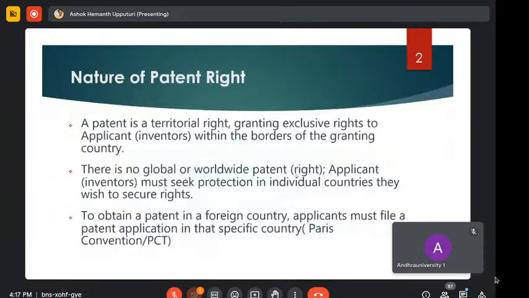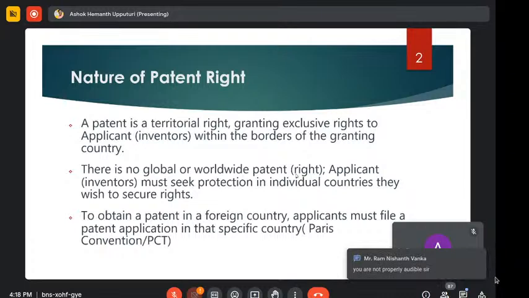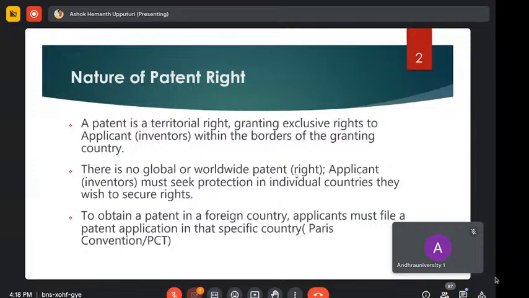So what is the nature of the patent right? A patent is a territorial right. The right is given by the government because you have given knowledge to the society through the specification you write in the patent. With that, the government gives the right. That's the reason it is called a territorial right, and that right is valid only in India. For example, if you file in India, it grants exclusive rights to the applicant. It is an exclusive, negative right within the borders of the granting country. There is no global or worldwide patent.